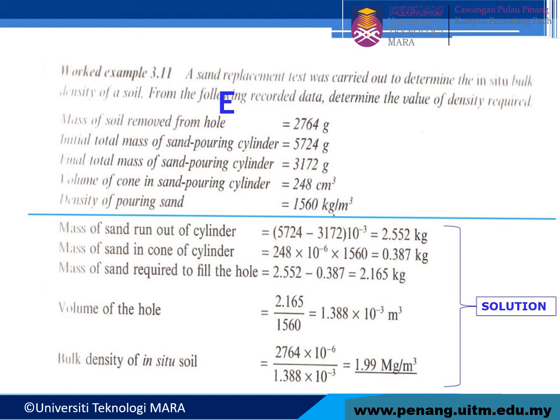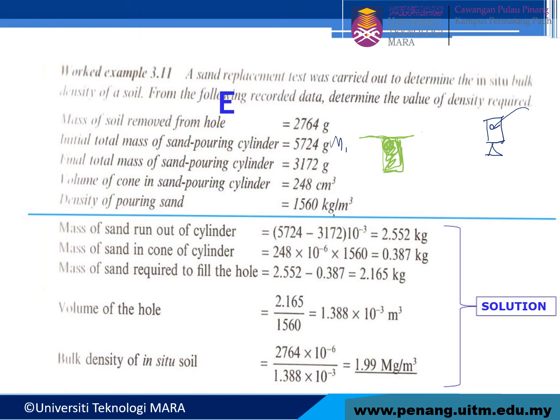First is the mass of soil removed from the hole. So it means that here you have a hole. You excavate the hole, and then you have sand here, an Ottawa sand. First, the initial total mass of the sand pouring cylinder is 5724. This one is the initial mass, M1.